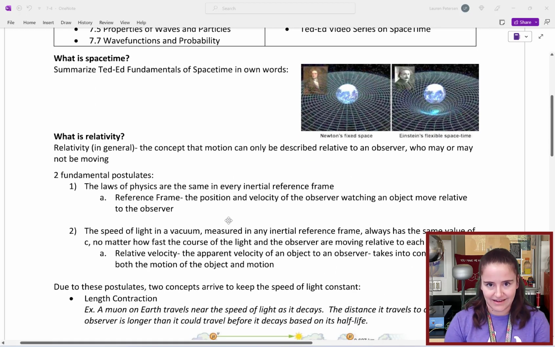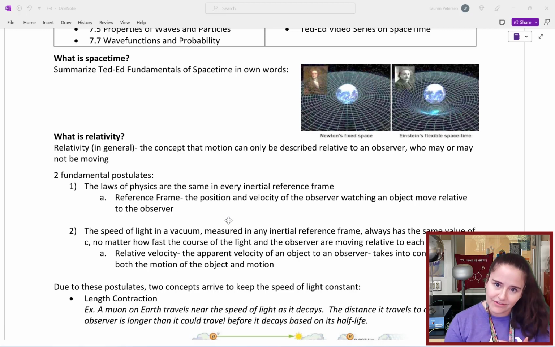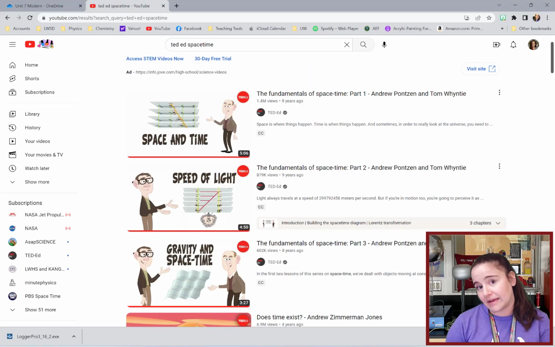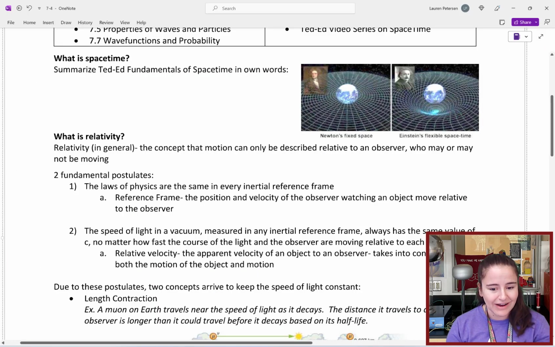And this is not an easy thing to understand. Not easy in the way that I don't have the visualizations I would need to be able to communicate this well. So I want you to pause this video right now and go watch the fundamentals of spacetime from TED-Ed. All three of these videos are excellent visuals to show you how time dilation and length contraction function based on our understanding of space-time. So go watch those videos, then summarize them in your own words here.